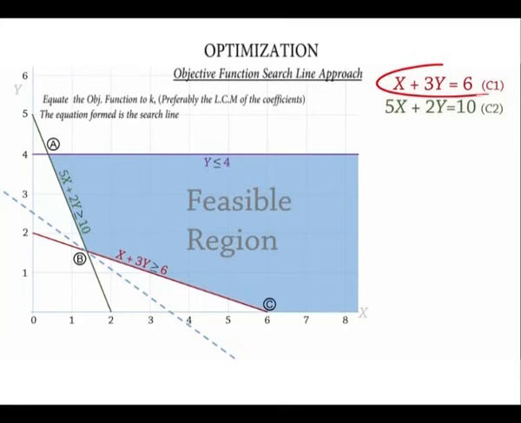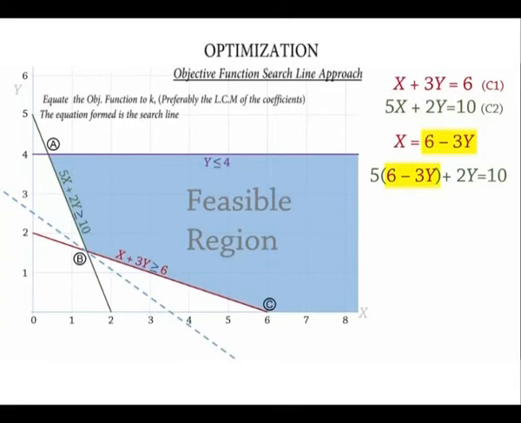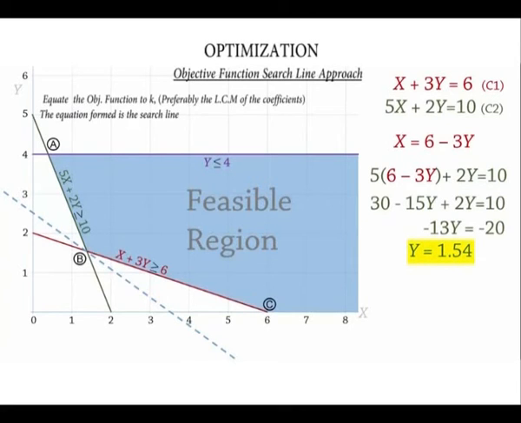From C1, we rewrite x in terms of y. We have x is equal to 6 minus 3y. And then we substitute this into C2. That gives us 30 minus 15y plus 2y is equal to 10. That becomes minus 13y is equal to minus 20, and y is equal to 1.5. If we substitute the value of y here, we shall have x is equal to 6 minus 3 times 1.54. That gives us x is equal to 1.38. And so these are the coordinates at point B.